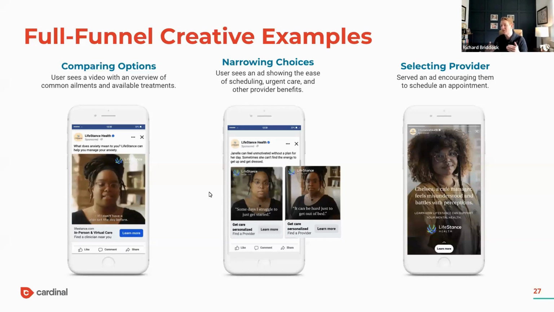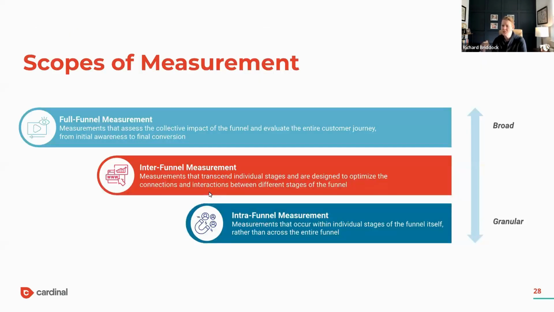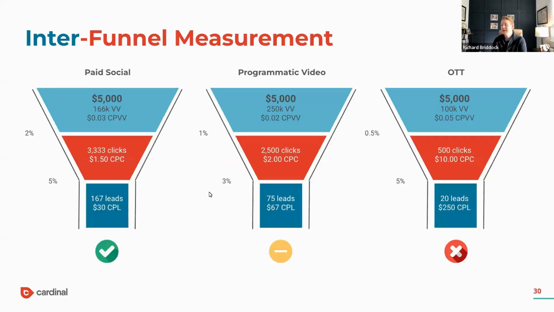So just like your funnel design, the creative has to match up appropriately. In terms of measurement, there are a number of different ways to do this, right? What we recommend is that you do inter-funnel measurement. So you think about, what is your ultimate objective? And then you try and track that objective through these different funnels, right?